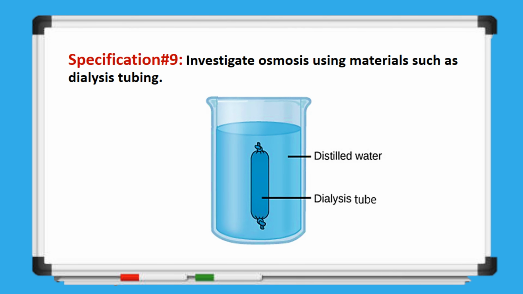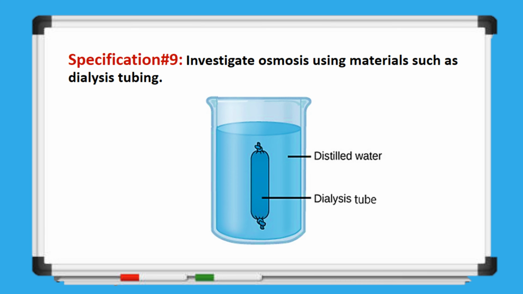Next, specification number 9 says, investigate osmosis using materials such as dialysis tubing. Dialysis tubing is a semi-permeable membrane used in labs to simulate biological membranes. It allows small molecules like water to pass through while blocking larger molecules like proteins and starch. It's commonly used in osmosis and diffusion experiments to study how substances move across cell membranes.